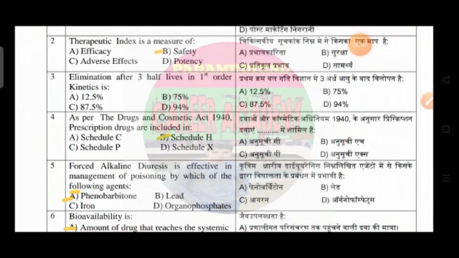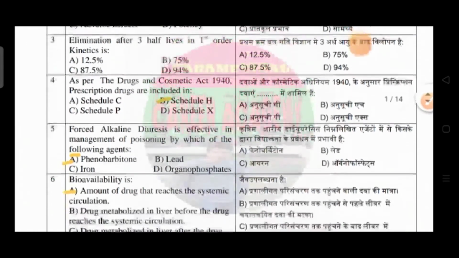Question number 2: Therapeutic index is a measure of? Option A is efficiency, option B safety, option C adverse effect, option D potency. So the correct answer is option B, that is safety.